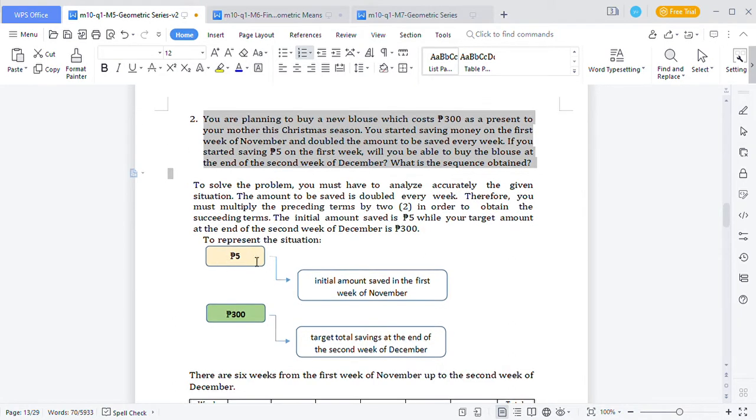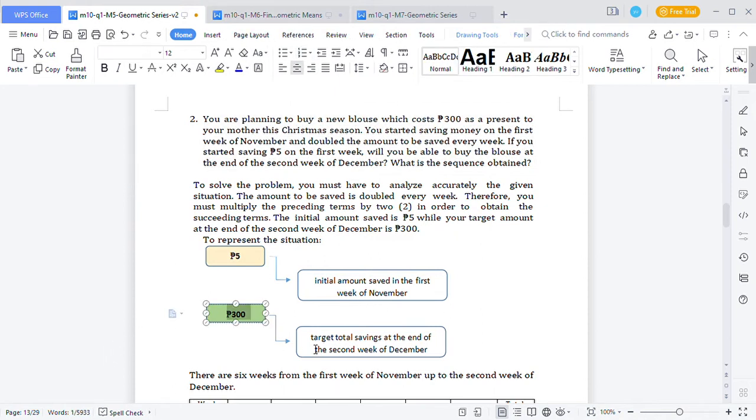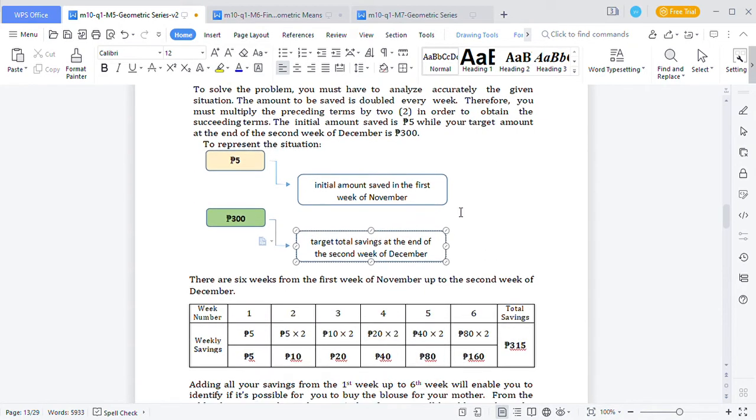So you have there 5 pesos is your initial amount saved in the first week of November. 300 pesos is your target money, ang imo target total savings at the end of the second week of December, which means that there are 6 weeks from the first week of November up to the second week of December. So, paano siya naging 6 weeks? Because sa November kay 4 weeks in a month, right? So, you have there 4 weeks. And then, until ang imo savings is until sa second week of December. So, 4 plus 2, you get 6 weeks na imo savings in order for you to get the blouse.